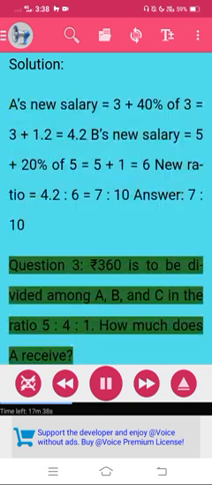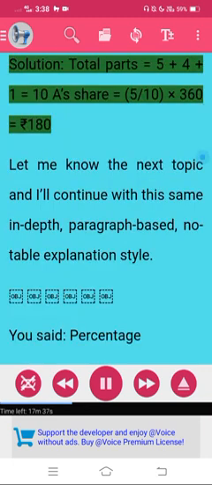Answer. 7:10. Question 3. 360 rupees is to be divided among A, B, and C in the ratio 5:4:1. How much does A receive? Solution. Total parts equals 5 plus 4 plus 1, equals 10. A's share equals 5/10 times 360, equals 180 rupees.